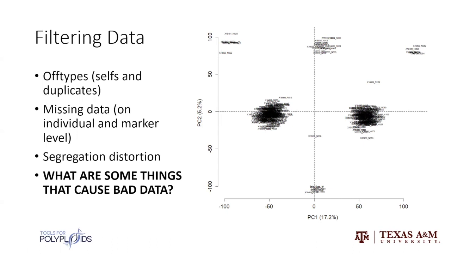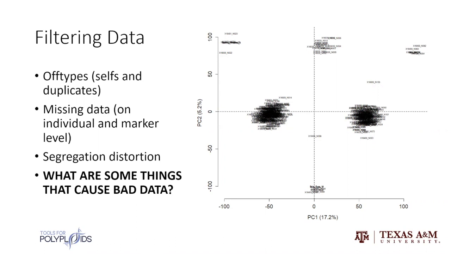So, filtering data. Like we talked about last week, we got our GBS data, or in this week's example, we're going to get array-derived data, and you're going to do some filtering. And you might want to do some really fast QC to see if you have any off types. Remember last week we talked about how we might get off types.